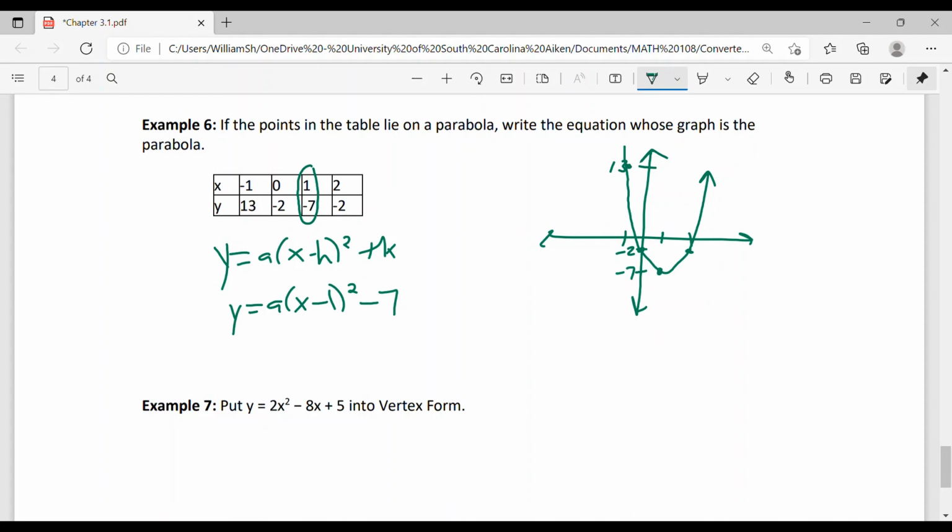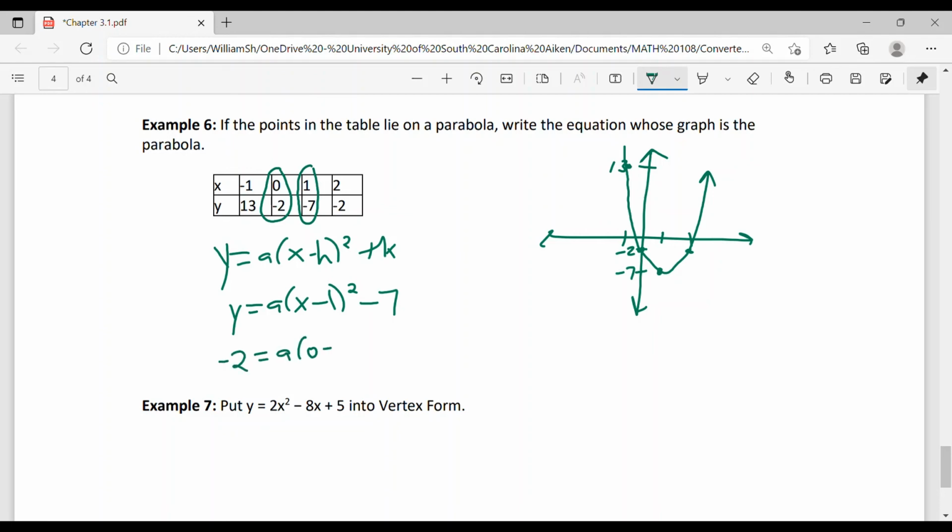In order to solve for that a, I need to choose a point other than the vertex. I'm going to choose 0, negative 2. Why? Because if x is 0 here, it might make it kind of nice. That x is going to cancel out pretty quick. So let's try that one. Negative 2 for my y.